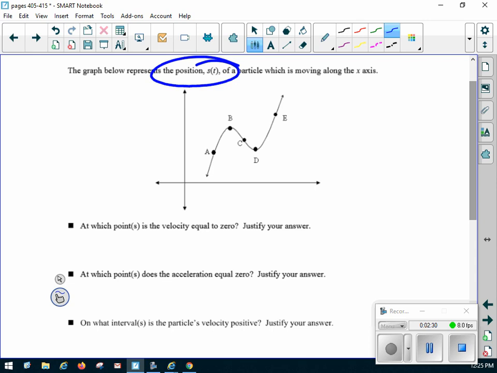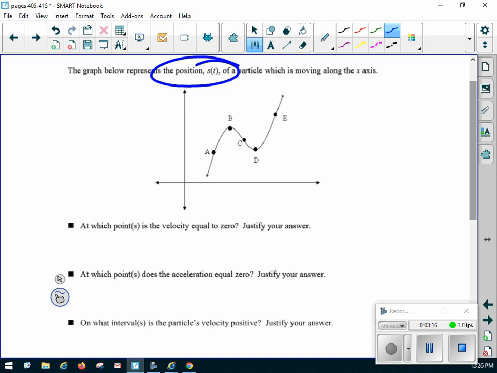Now please remember that the particle itself is not going like this. The particle itself is moving horizontally. So the particle might be going like this, but it's moving horizontally, okay? If the velocity is negative, then the particle is moving to the left. If you go back, if velocity is negative, then the function would be decreasing, which means the particle is going to be moving to the left.